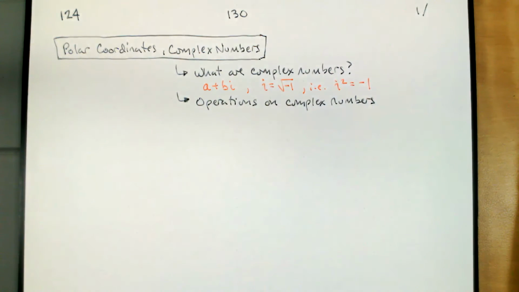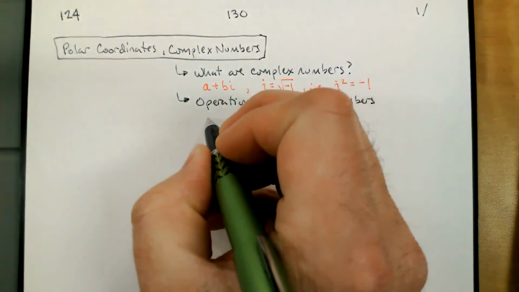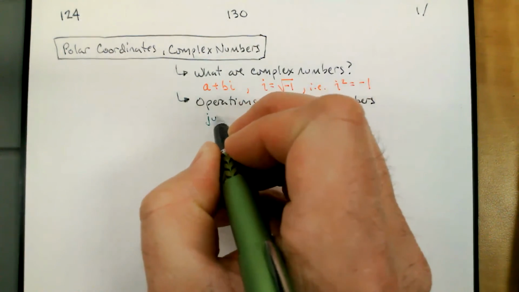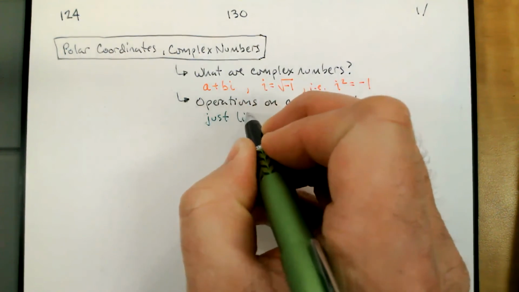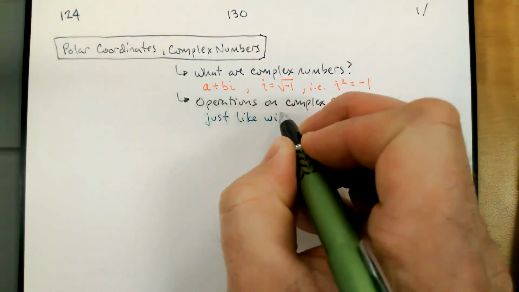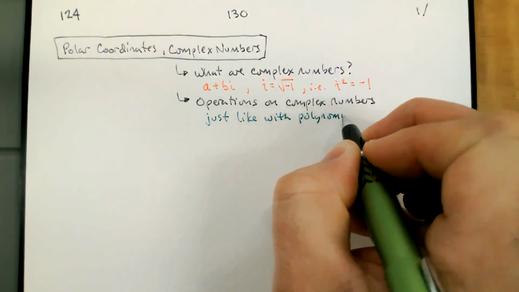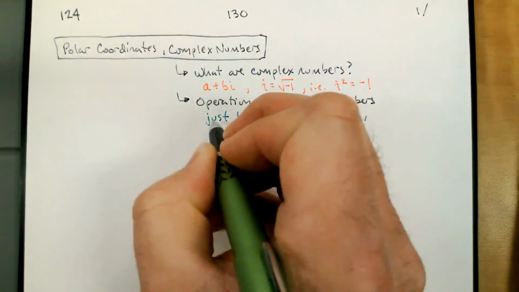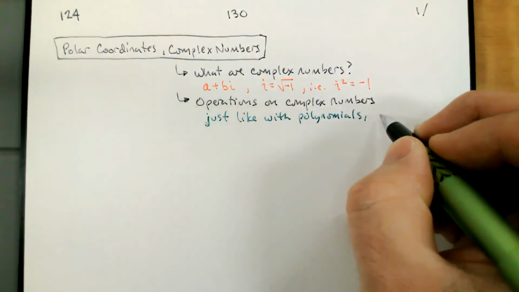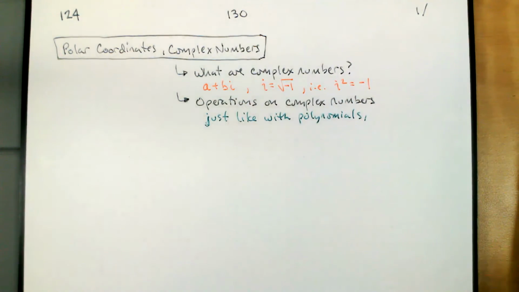And we discovered that operations are just like polynomials, but we can simplify powers of i. So it works just like with polynomials, but we can simplify powers of i.